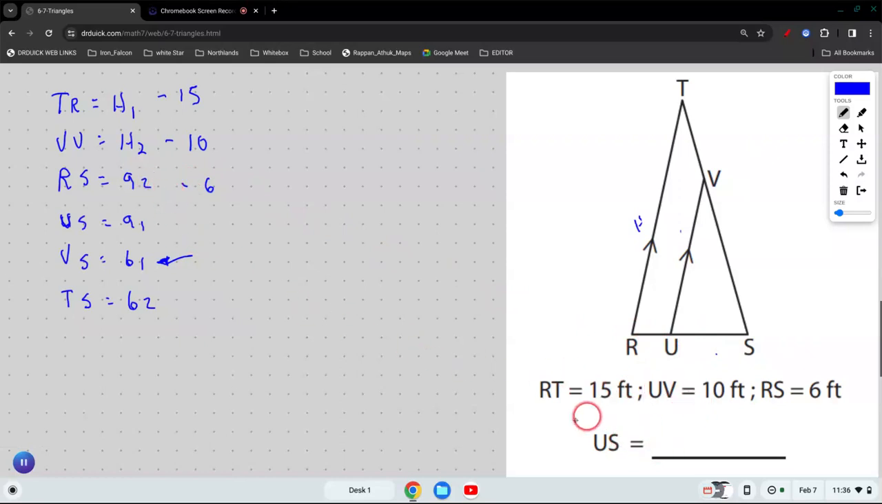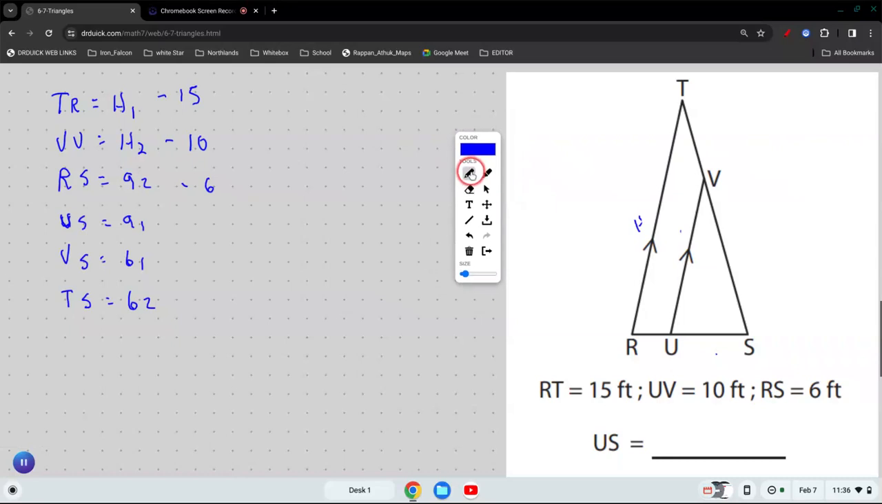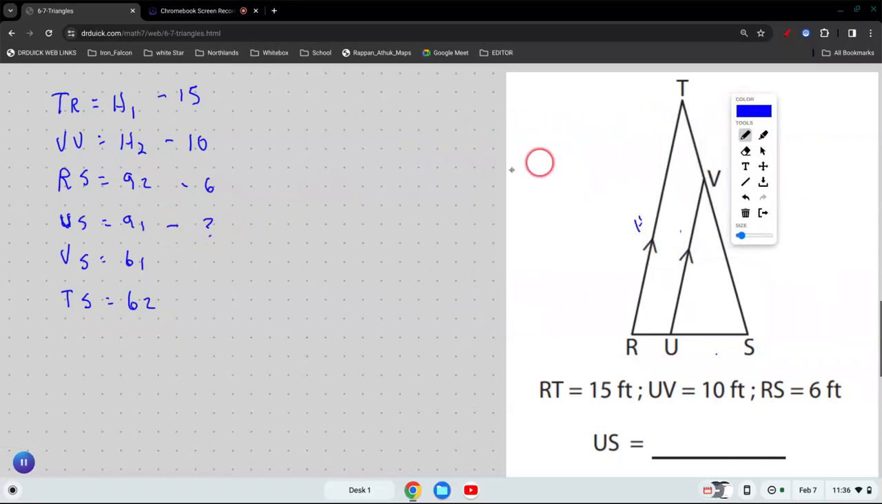Oh, they're wanting U to S, not UV. Okay, they want this one, U. I'm sorry. That makes more sense. So not V to S, U to S. Big letters difference, okay? So they're wanting to know, what is this guy? Well, that makes it easier, right?